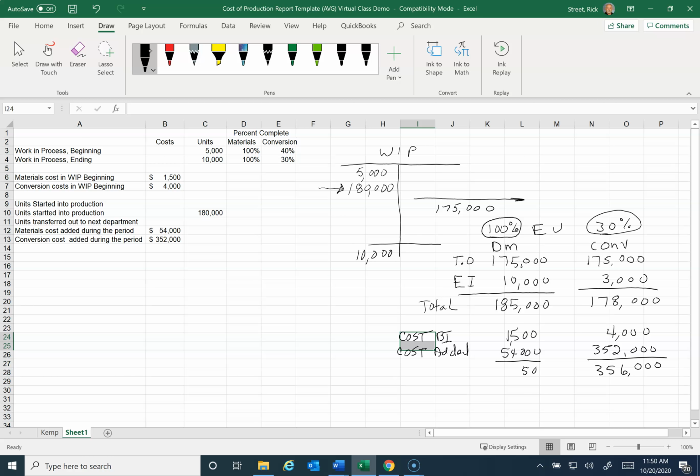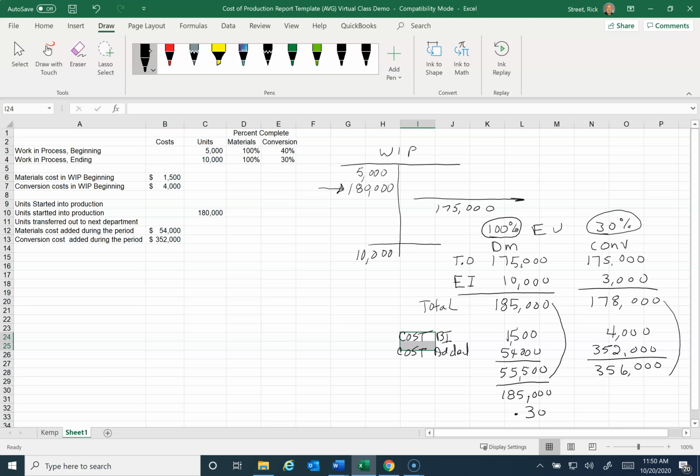Okay, it looks like we got 500 and 55,500. And then what we want to do is take our costs and divide this by our equivalent units. This is going to give us our cost per equivalent unit, and that will equal 30 cents. We'll do the same thing here.